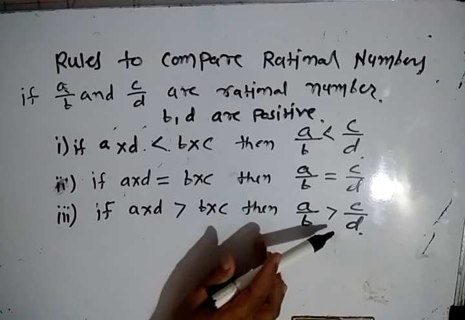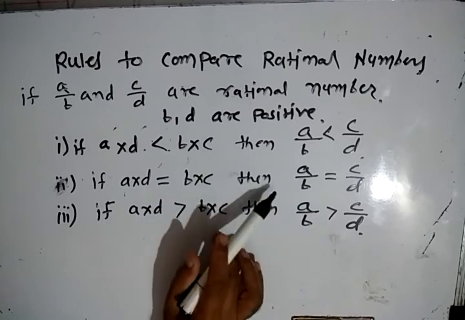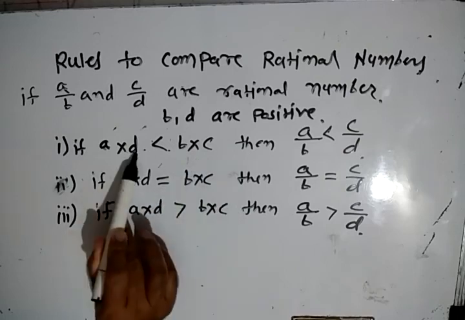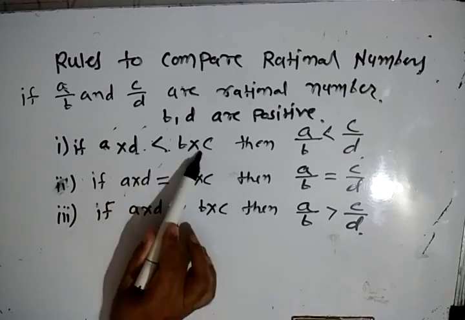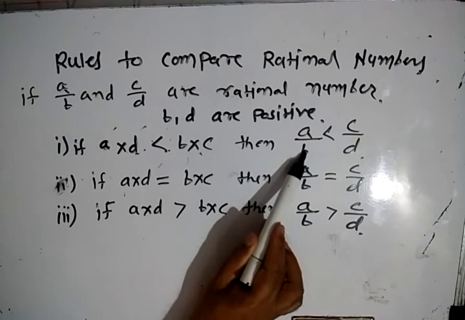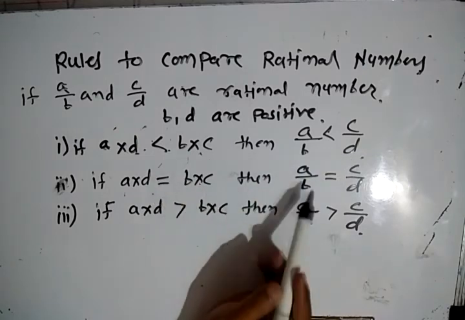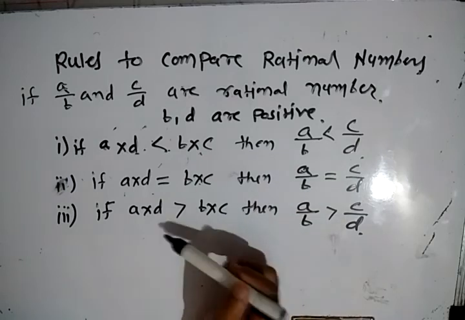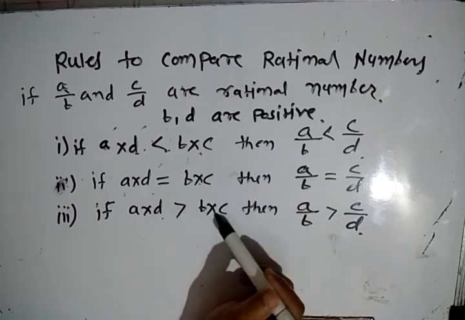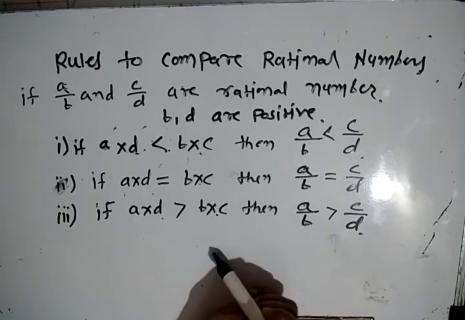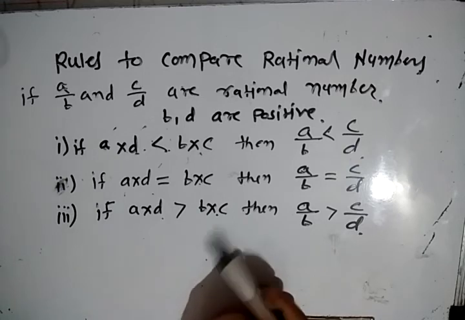By using these three rules, we can decide which rational number is smaller and which is greater. If A into D is less than B into C, the first rational number is less than the second. If both products are equal, then both rational numbers are equal. If A into D is greater than B into C, then the first rational number A upon B is always greater than C upon D. By using these rules, we can solve practice set 1.2.